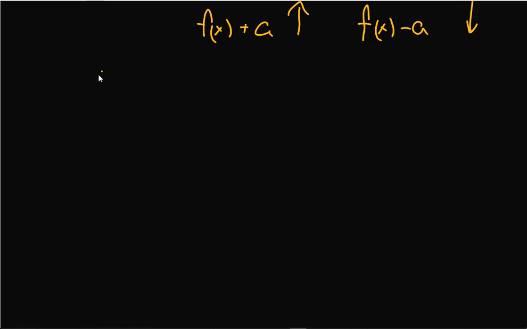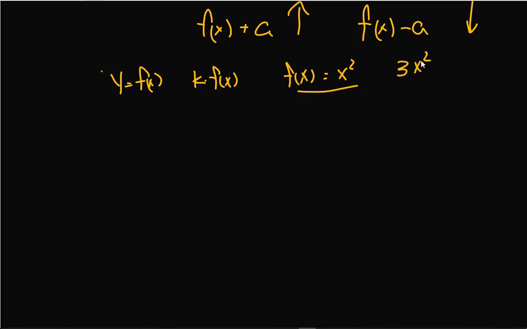Okay, now we can ask, what if we start with y equals f of x, and then we consider f of x with some constant times f of x. So what does that do? Again, let's just take the same example. Suppose f of x equals x squared. We want to consider something like, what's the relationship of this graph to 3x squared?